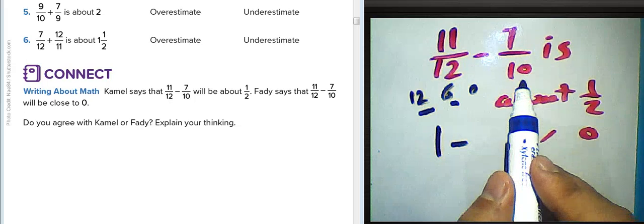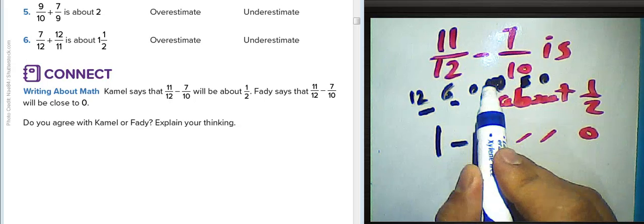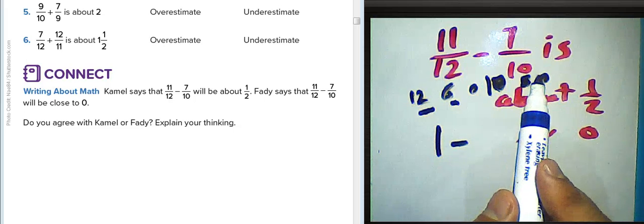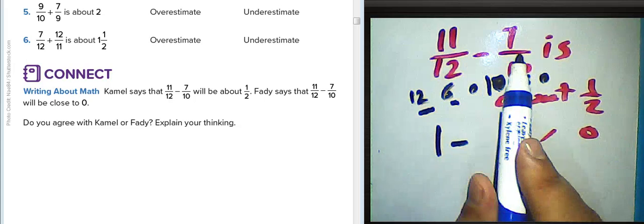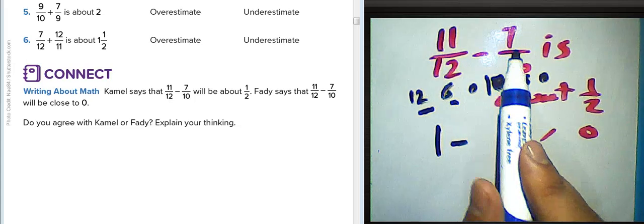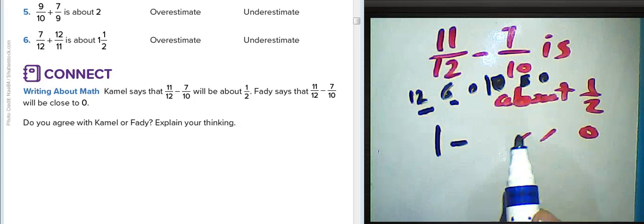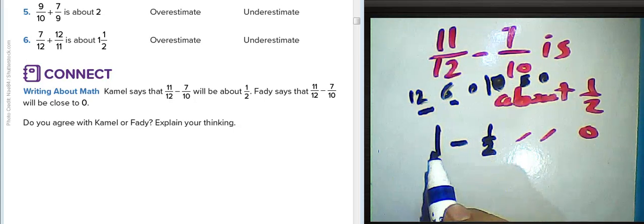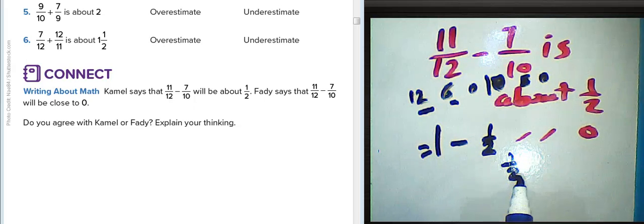First, we find half of 10, which equals 5, and write 0 here and 10. Is 7 nearest to 5 or 10? 7 is nearest to 5. 5 over 10 equals half. So the result will be 1 subtract half. The result will be equal to half.